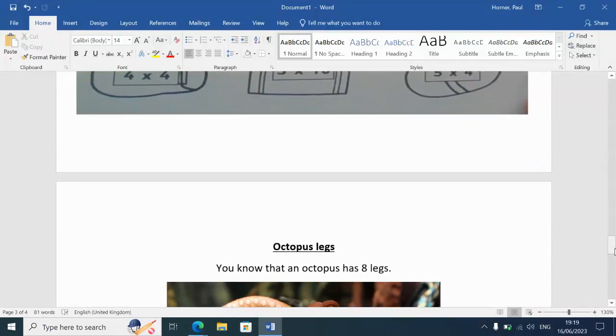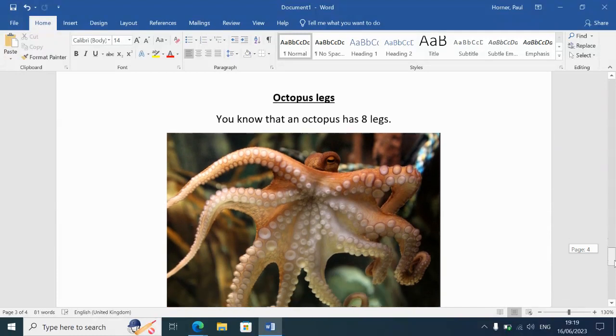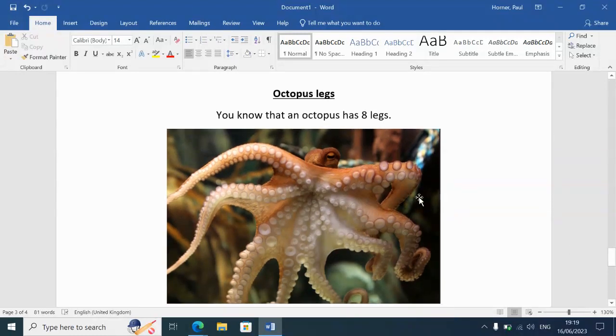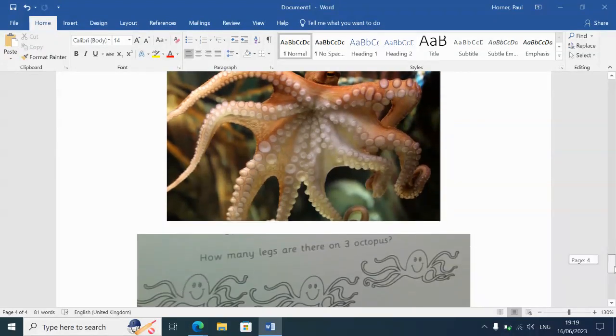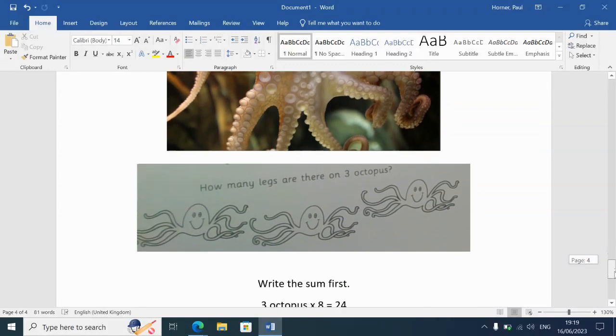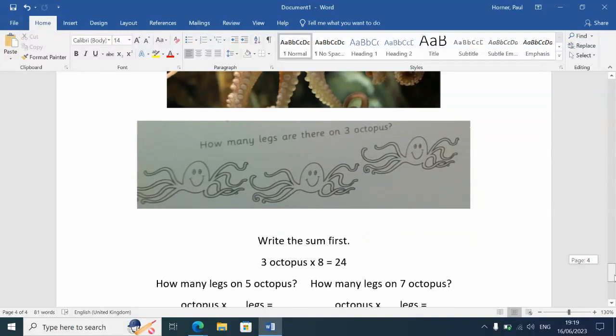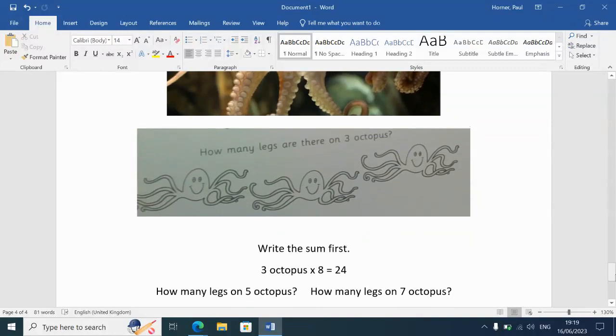Okay, and this is the last activity here, octopus legs. So, you know that an octopus has 8 legs, okay? You can count them there. 1, 2, 3, 4, 5, 6, 7, 8. So, how many legs are there on 3 octopus? This is how you would work it out. 3 octopus times 8. Each octopus has 8 legs, so that'll be 24 altogether.